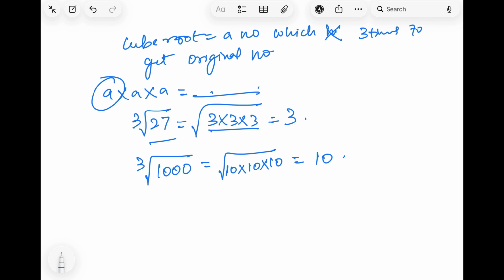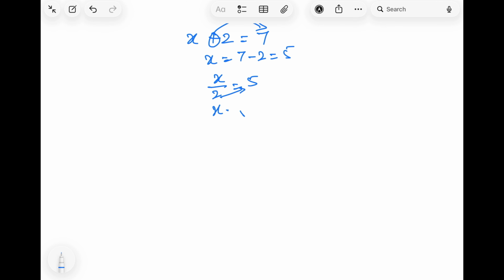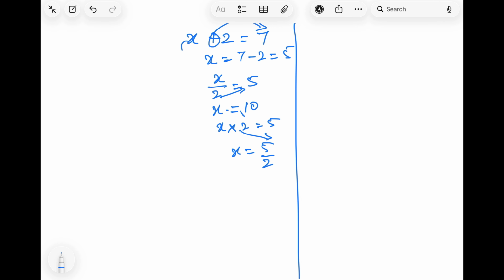Finding the cube root and all is always applicable and used in equations also. Now when you solve equations, a simple equation, if it is given x plus 2 is equal to 7 and they tell you to find the value of x, so what do you do? x is 7 minus 2, which is equal to 5. If this is plus, you take it over and it becomes minus. If it is x upon 2 is equal to 5, what do you do? Simply you take the 2 over there and multiply, you get 10. If it is x into 2 is equal to 5, you simply take it here and it will be divide. So in any way, addition, subtraction, multiplication, division, you are finding the value of x.